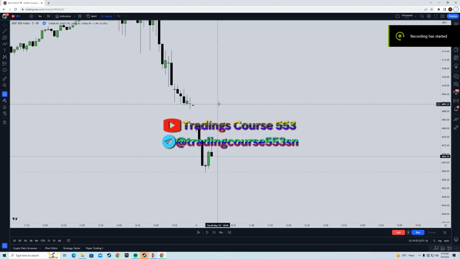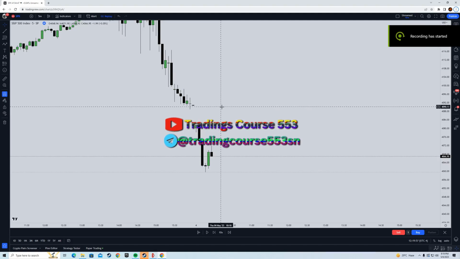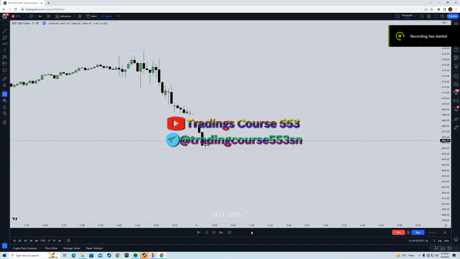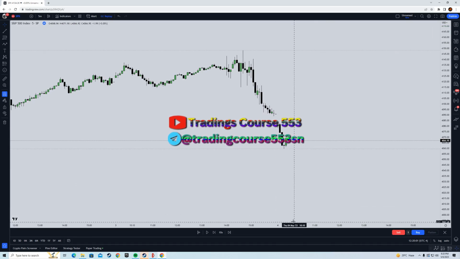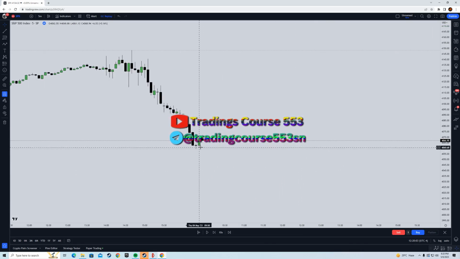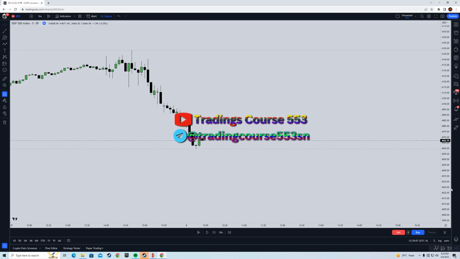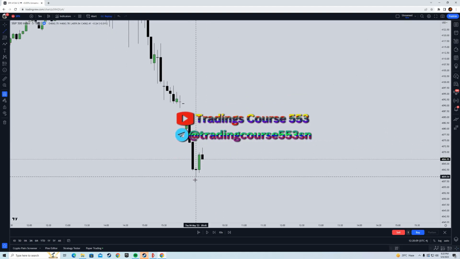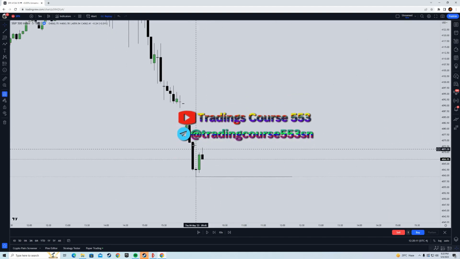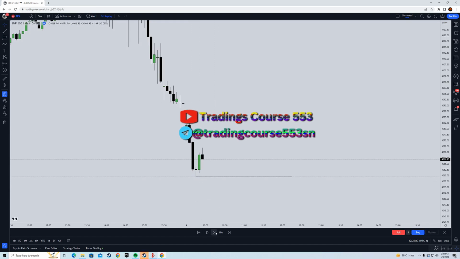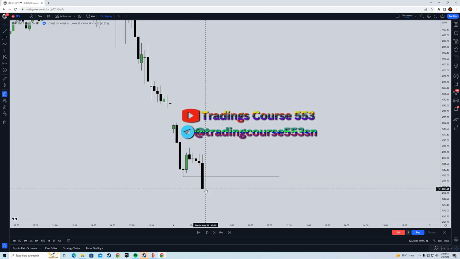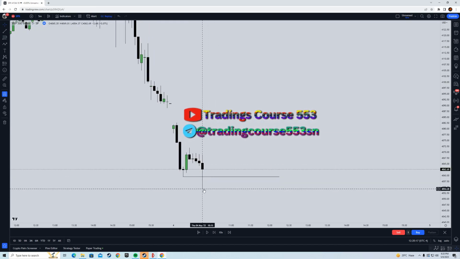All right, guys, so here is example number 1 for the ICT Silver Bullet. You can see that over here, we do not have a clear liquidity sweep anywhere, and the time is 9:55, right? So we're going to wait for the price to either take out the buy side or the sell side. So you can see price took out the sell side here.